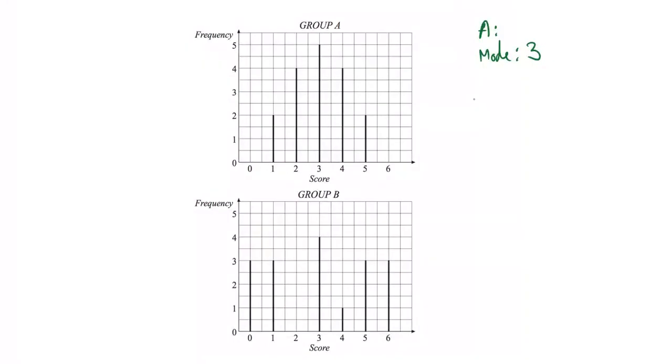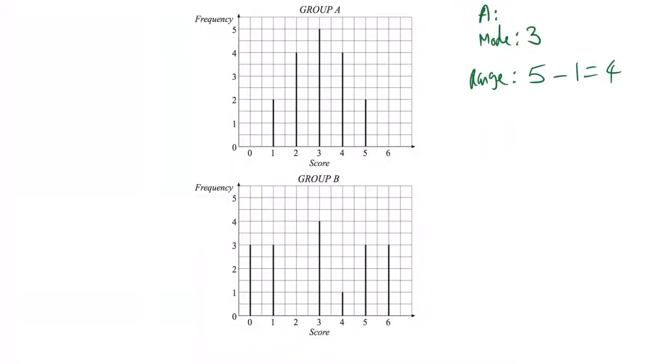The range here is going to be the biggest value take away the smallest value. So that will be 5 take away 1. So the range is 4. Now then, let's move on to the second group of students.